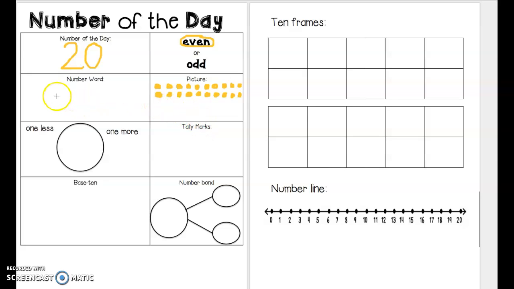All right, so now we're going to write the number word. I want you to stretch. Twa, twa. I hear 2 sounds. T. Wa, wa. What letter says wa? If you said W, you're correct. T, twa.